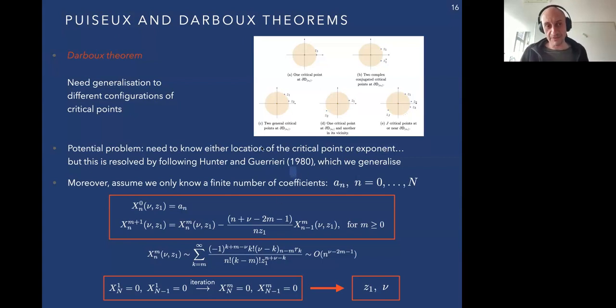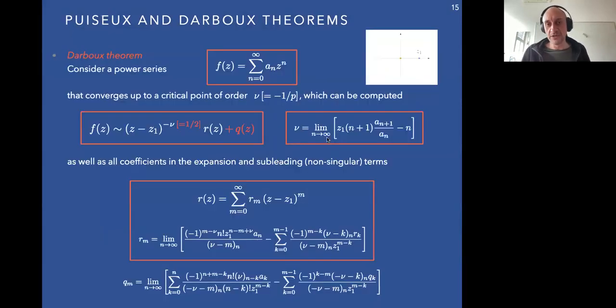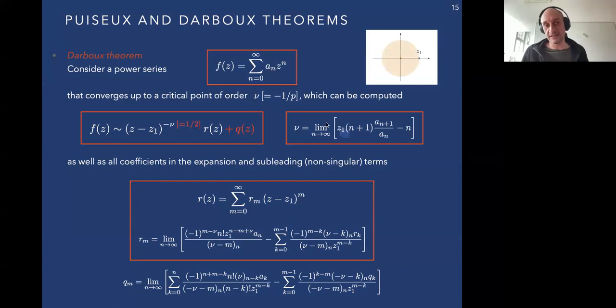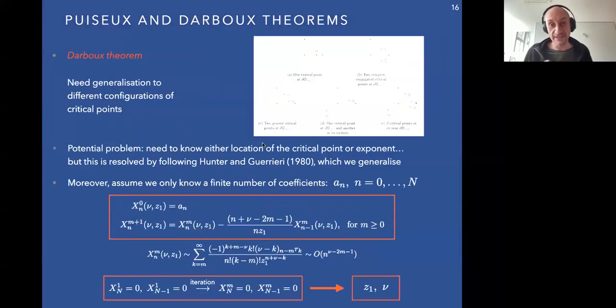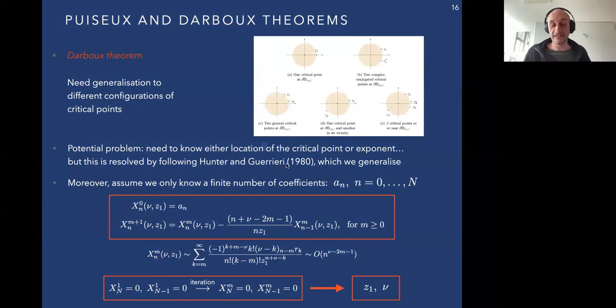And then the second problem that we had to solve was to figure out exactly this. How do you get everything out of only the coefficients a_n, because of this problem that I explained here? Actually, we didn't need to do anything, because this was already resolved in 1980 by Hunter and Guerrieri.